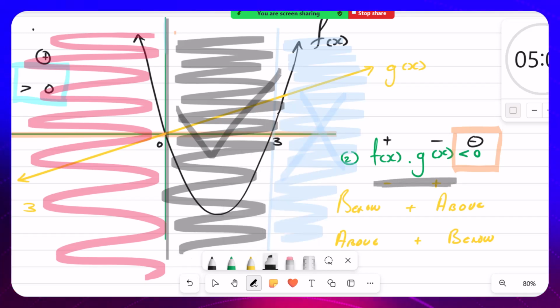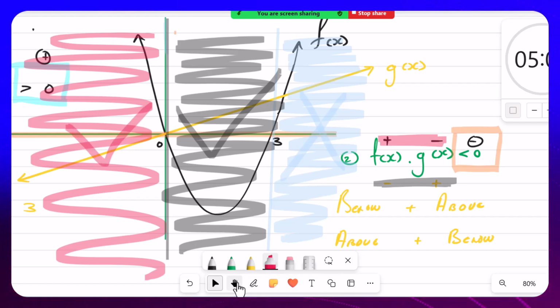And then, Sonaka, what do you think about the one in red? It does apply. Under which condition? F of x is positive and g of x is negative. There we go. Just like that, we have our answers.